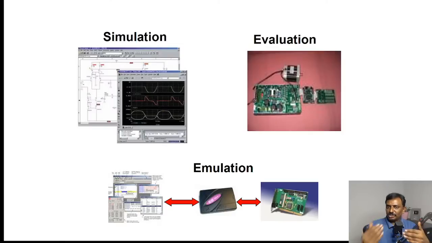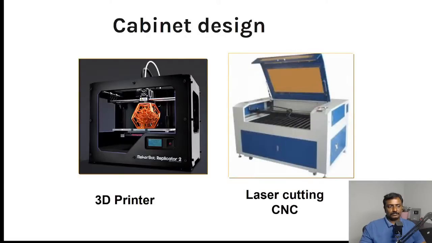Most of the manufacturers will supply the emulators. Some emulators will be very cheap; you could get them for 5,000 rupees or 2,000 rupees. Some emulators will be very costly, even 1 lakh rupees. Analog Devices emulators will cost you around 1 lakh rupees or 30,000 rupees. So that is emulation. The next thing is the cabinet design.